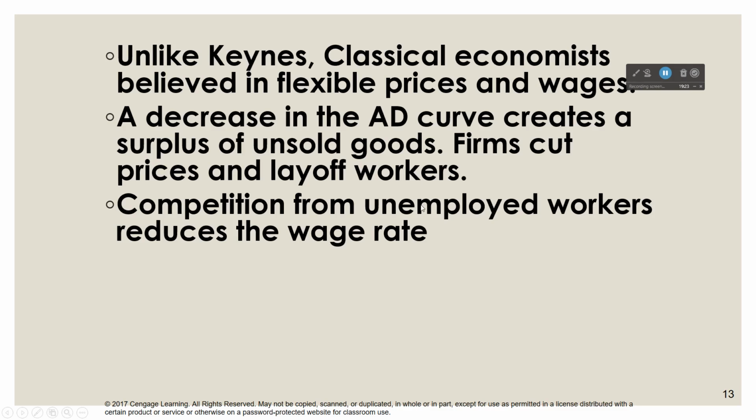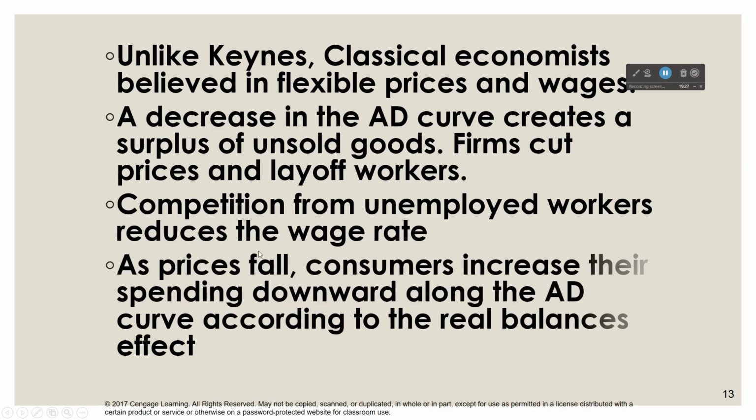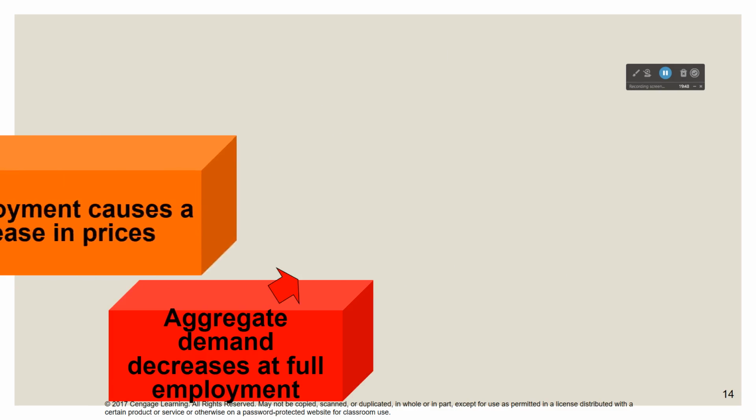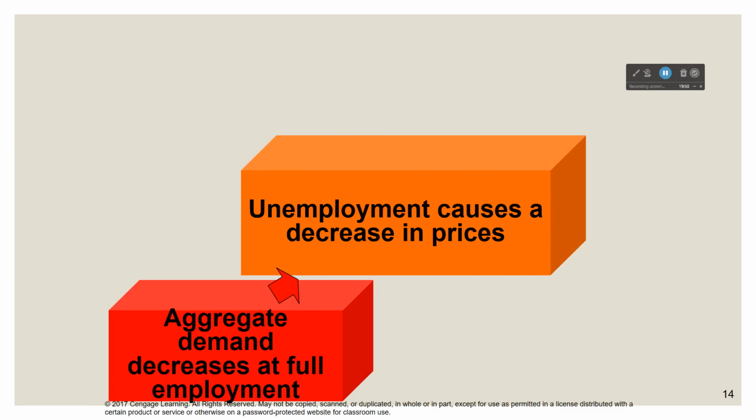Competition from unemployed workers reduces the wage rate, and as prices fall, consumers increase their spending downward along the aggregate demand curve, according to what's called the real balances effect. So aggregate demand decreases and the economy's at full employment. That causes unemployment because of a decrease in prices.